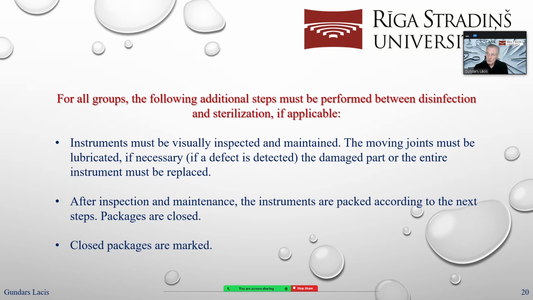When packages are closed, marking is placed on a package or label. And there are 4 points, the minimum required information on this label. Point 1, the name, what it is. Next, the date, when it was reprocessed. Then some identification, who did it, and the expiration date. It's a minimum of 4 points that are necessary to place on a package.